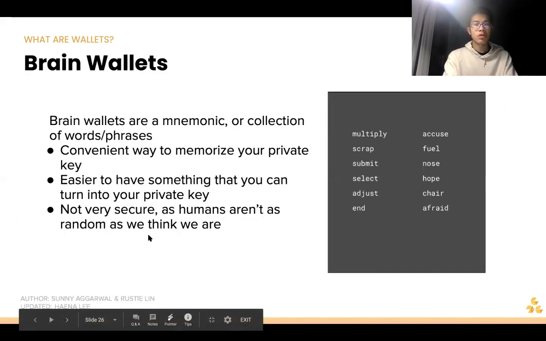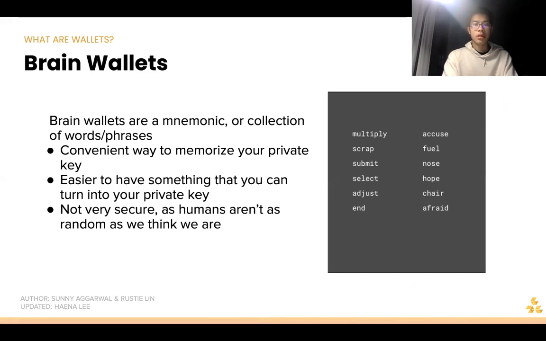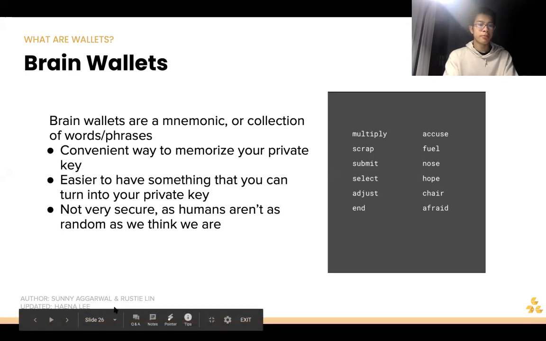And brain wallets, pretty much you're memorizing your public key and private key. A good way of doing that is having a mnemonic of words and phrases. Then you could use the first letter of each word to generate your private key. It's easier to have something that you could memorize, because memorizing a sequence of letters and numbers is pretty hard to do. But this may not be very secure, because humans aren't as random as we think we are. So if a hacker knows your behavior patterns, then they might be able to break your brain wallet.